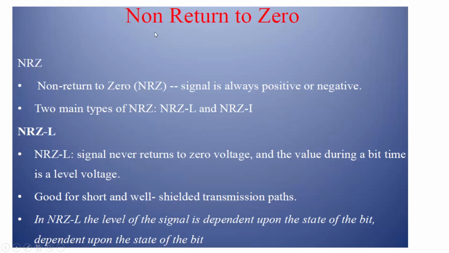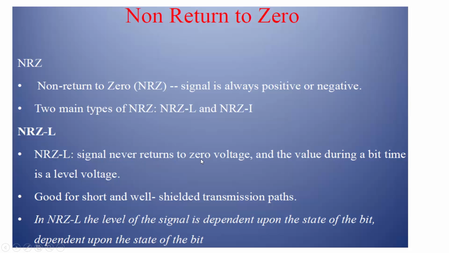Now let's look at what is non-return to zero. In non-return to zero, a signal is always positive or negative. It never returns to zero. The value of the signal does not return to zero. Either it is positive or negative. So there are two main types of non-return to zero encoding. One is NRZ-L, where L means level, and the other is NRZ-I. So let's look at what is NRZ-L.